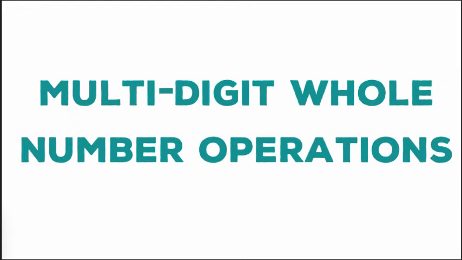We're back. We're talking about multi-digit whole number operations. First off, I just want to quickly discuss multiplying using place value, our basic facts, and basic knowledge to use these properties to break these down. So we have 23 times 20.